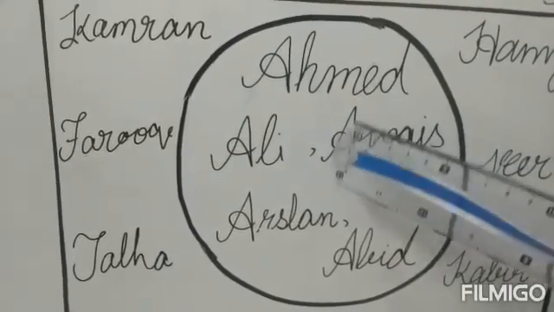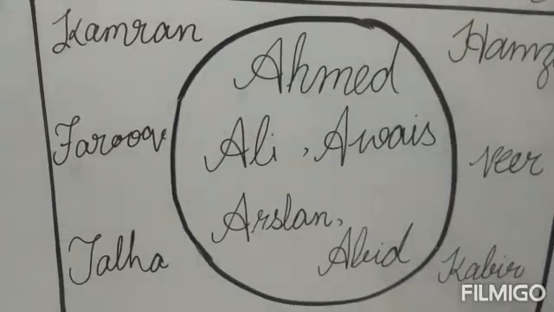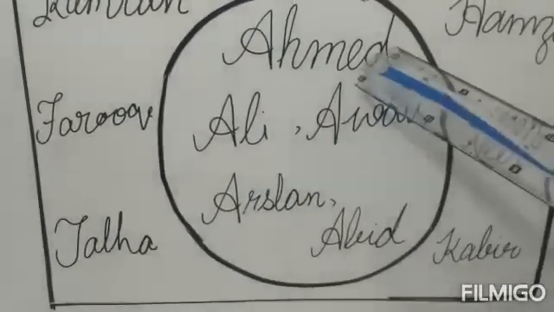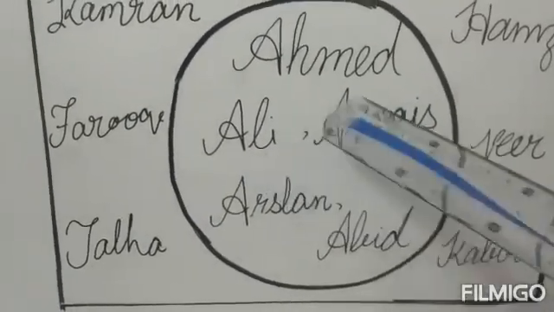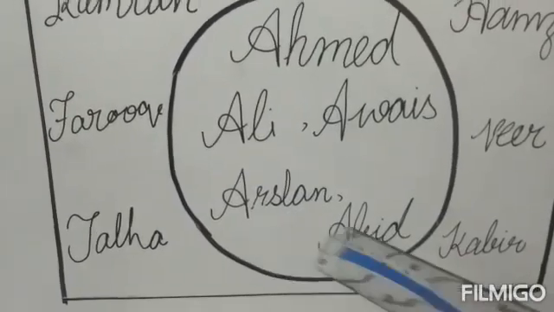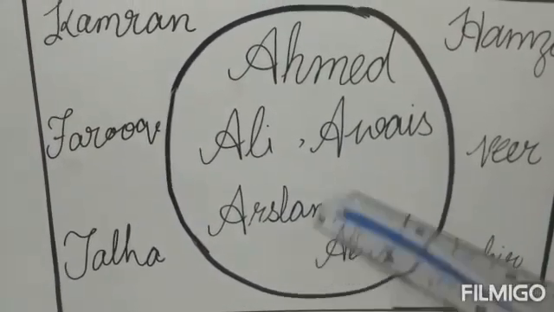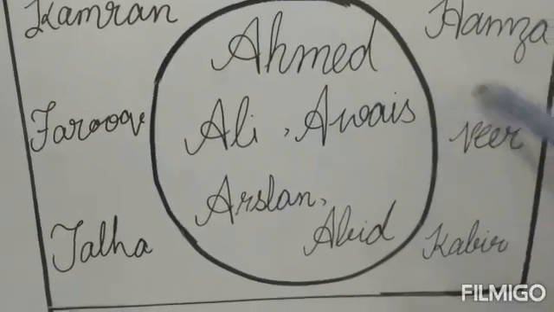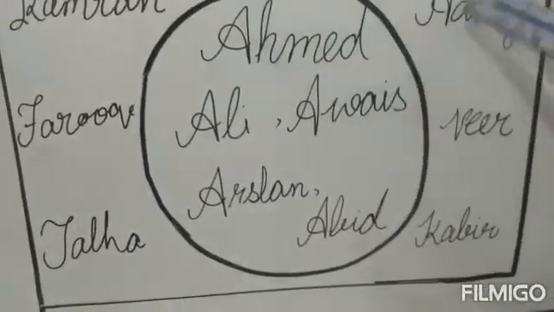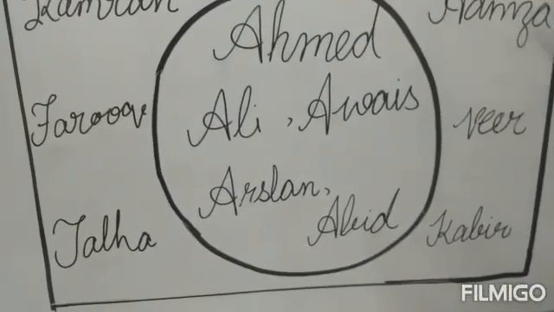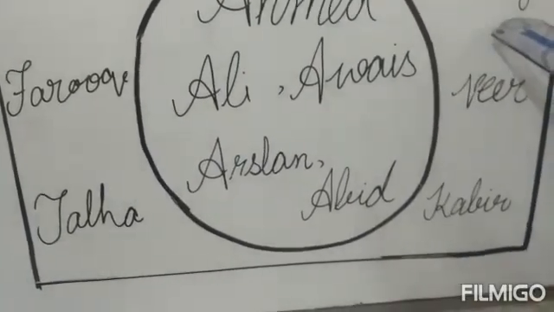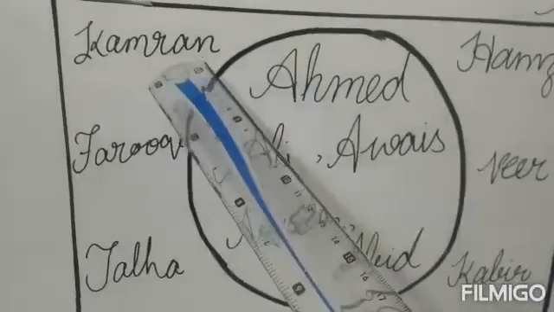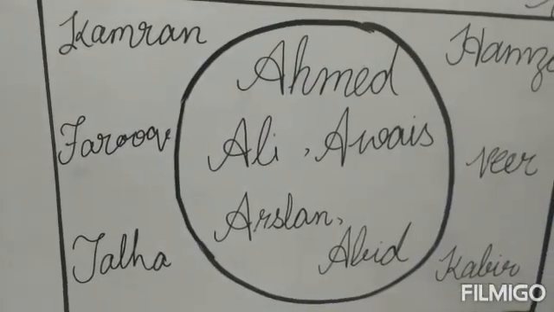In the circle, we write the names of those boys whose names start with A. First is Ahmed, Ali, Awais, Arslan and Abed. Okay. In the universal set, outside the circle, we write the names of other boys. Their names start with any letter, like Hamza, Veer, Kabir, Farooq, Kamran and Talha. Okay, class?